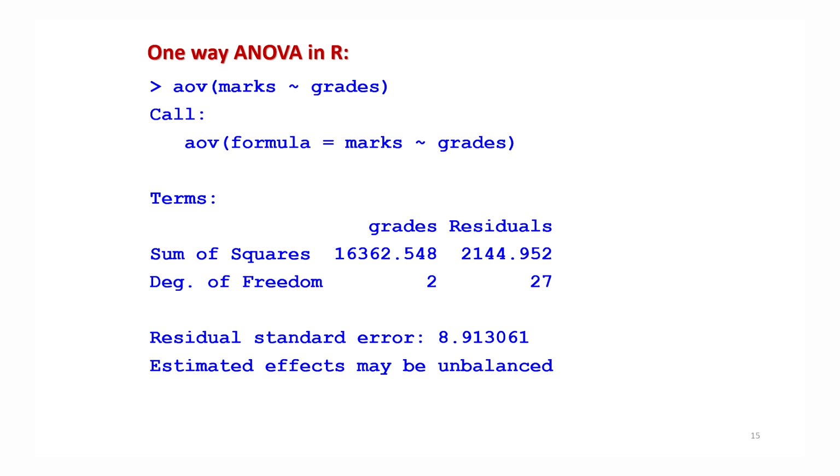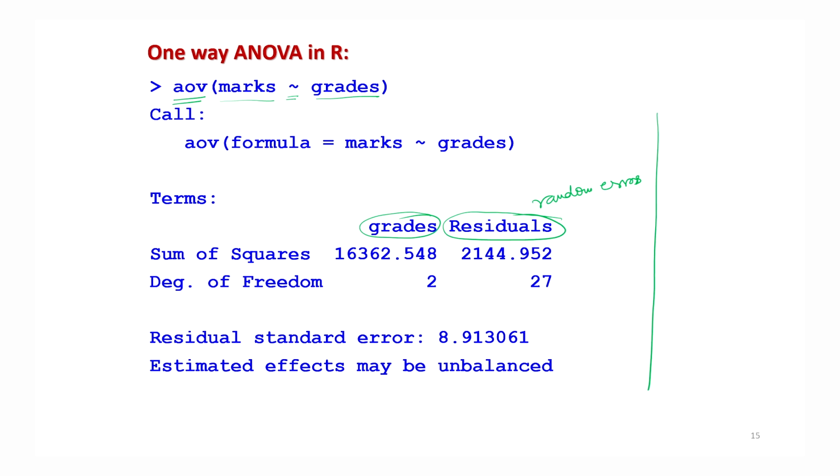But anyway, we try to conclude the same thing which we have concluded from the graphic through this quantitative method also. So now I use the command AOV, and you can see how I write the formula marks tilde grades, right? And then after that you get this type of outcome. So you can see that these are grades and these are residuals. Residuals are something like random errors, in a simple way of what we have understood. Different software will have different meanings or different terminologies.